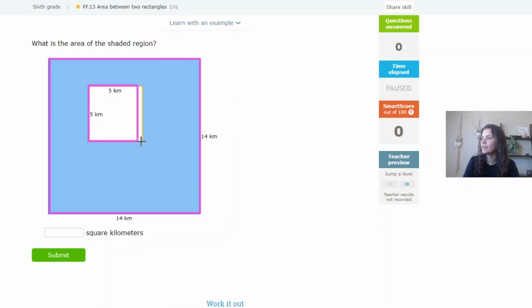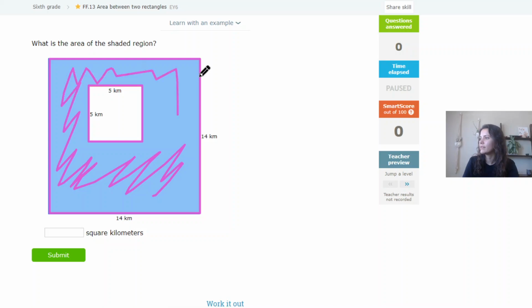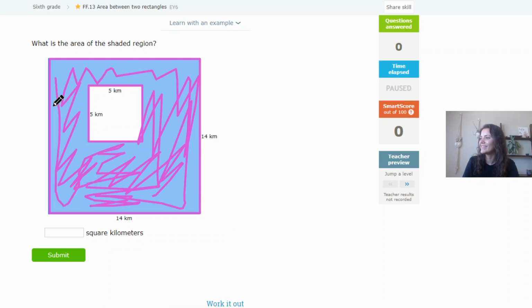The shaded region is the area that's shaded in blue, but I'll reshade it for you in pink so you really see what it is. So basically it's this whole blue area, which is this square without this square in the middle. So this is my shaded region. Hope you like that shading. I could shade it better, but I can't with just my mouse. But hopefully you get the idea. So it's the space between the square in the middle and the square on the outside.